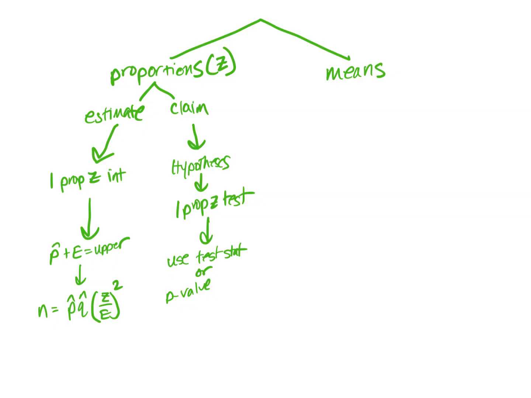All right. If you're dealing with means, the first thing I'm going to want to know is, is the information that you have the population standard deviation, or do you have the sample standard deviation? Because that's going to tell you, if it's sigma, you use z, and if it's s, you use t. Then you've got the whole estimate and claim.